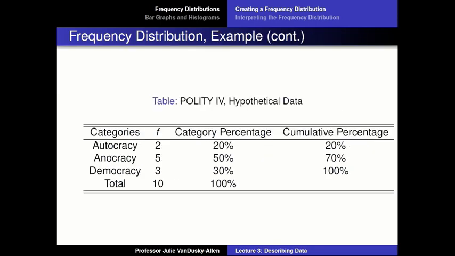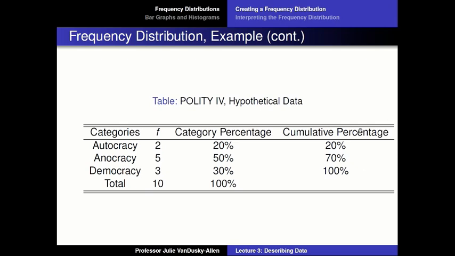So for example, the autocracy category is the first category, and there are no categories beneath it, so it only has the cumulative percentage of its own category, which is 20%. The cumulative percentage value for anocracies would be the sum of the category percentage for anocracies and autocracies. So 50% plus 20% is 70%. The cumulative percentage value for democracies would be the sum of the category percentages for democracies, anocracies, and autocracies. So 30% plus 50% plus 20% is 100%.